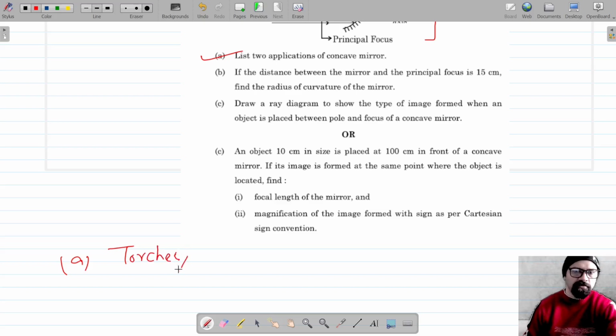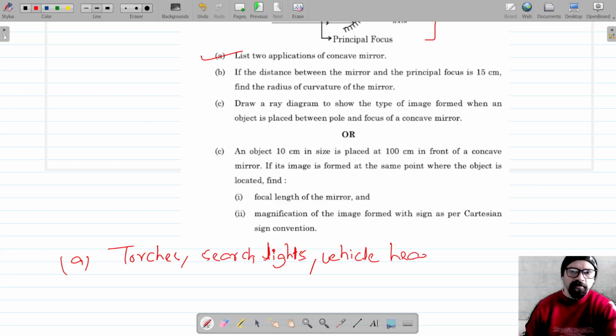So these are used in torches and in the searchlights that you might have seen installed on the walls of the jail to throw a powerful parallel beam of light. These are used in torches, in searchlights, and in vehicle headlights. In all these three cases, torches, searchlights, and vehicle headlights, they are used to throw a powerful parallel beam of light.